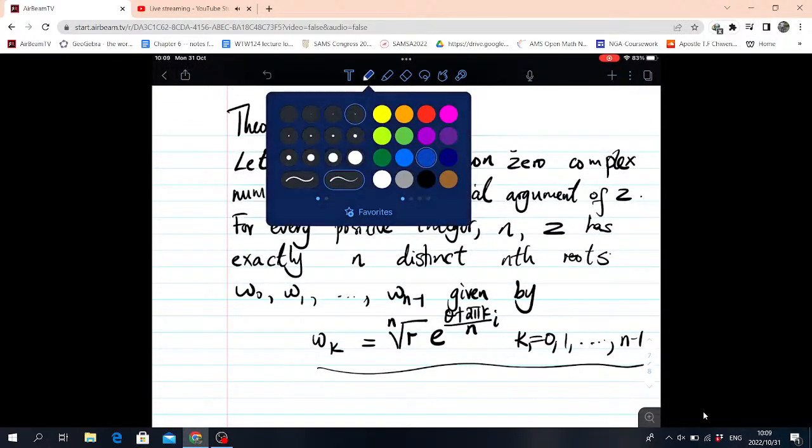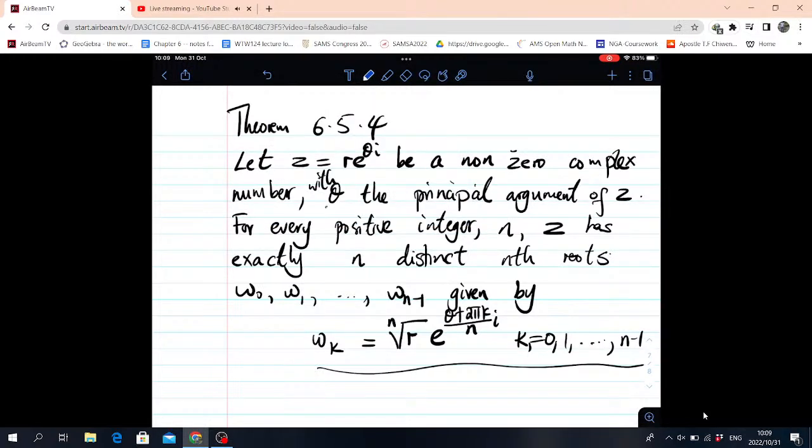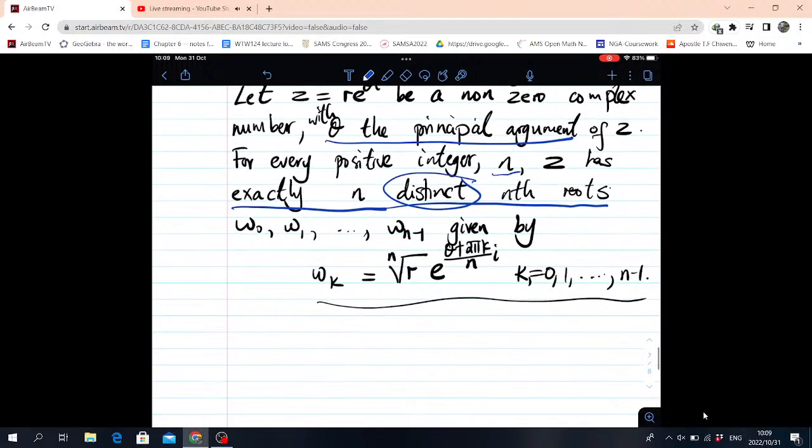So something to note is, number one, the complex number that you are dealing with is such that when you write it in polar form, the theta is the principal argument. Number two, if you are given any n, you are going to get exactly n distinct roots. So the number is exactly n, and they are also distinct, so one is not equal to the other roots that you're going to get. And the formula is that.